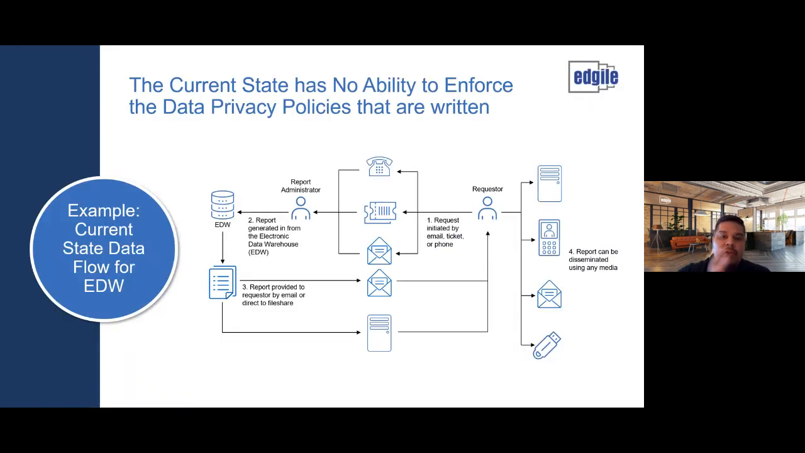So here's a flow of the current state. The requester initiates by email, ticket, or phone request for some data, right? For whatever they need for work. The report administrator generates this report from the electronic data warehouse. The report is then provided via email or a file share. The requester then takes that data and is able to leverage and work with that data through any forms of media, right? Whether it be a thumb drive, another email, their own personal phone, or maybe even another shared drive within the organization that should not be shared with.